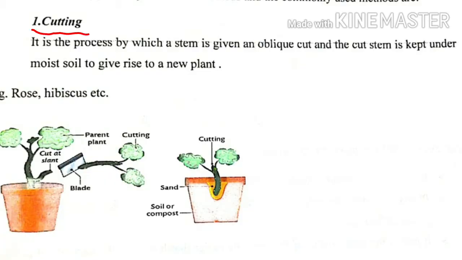You have to understand that it is a process by which a stem is given an oblique cut. Oblique cut means a sidewise cut. Then the cut stem is taken and kept separately under moist soil, and we plant the cut stem in the moist soil. After some days we can see that a new plant arises from it. This is a common thing that we all use in our own homes just to plant a new plant.